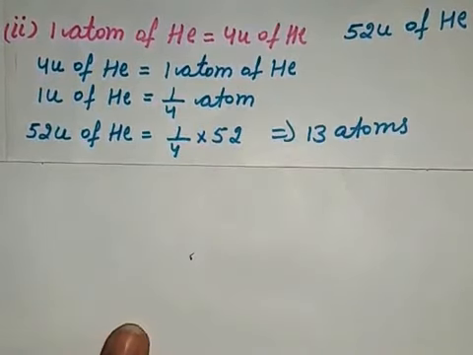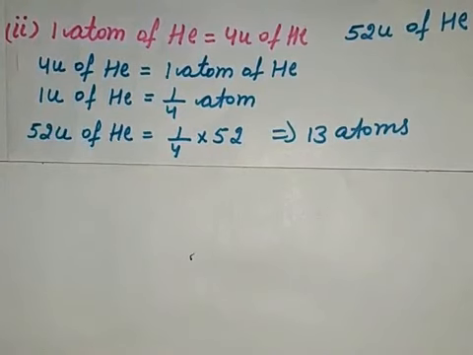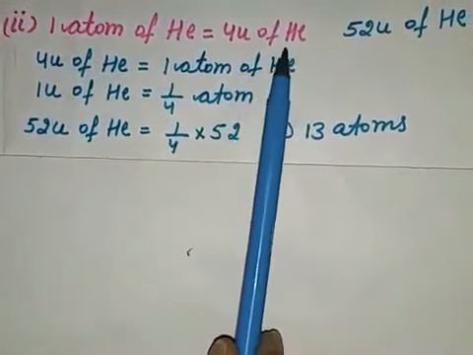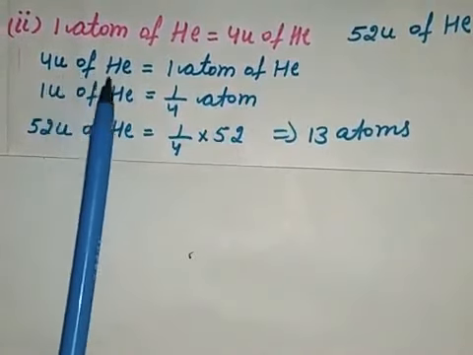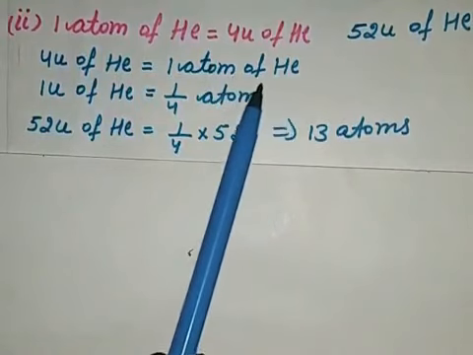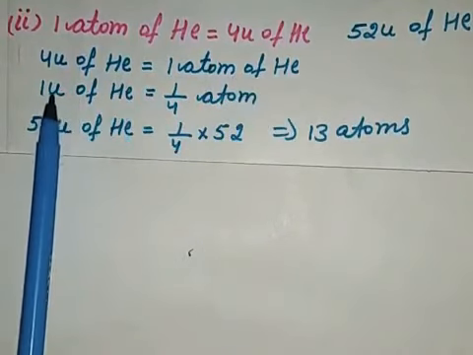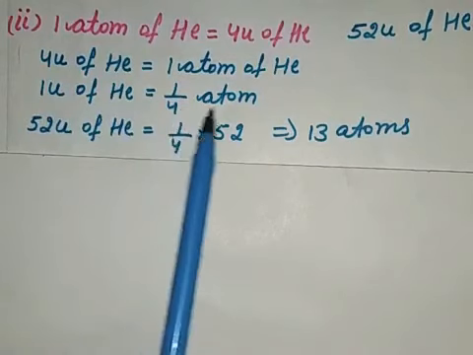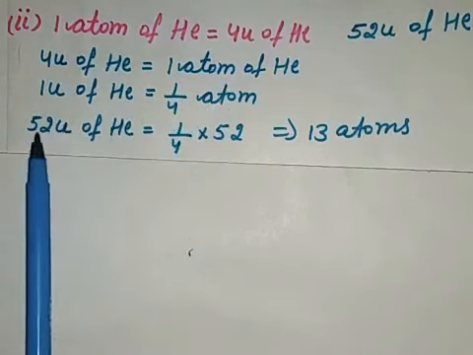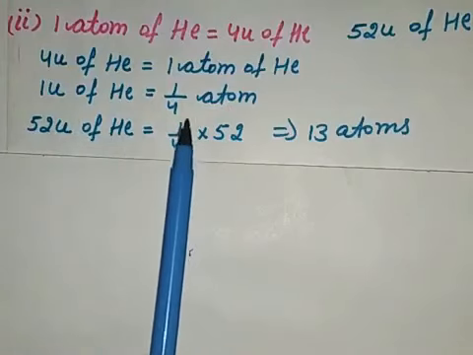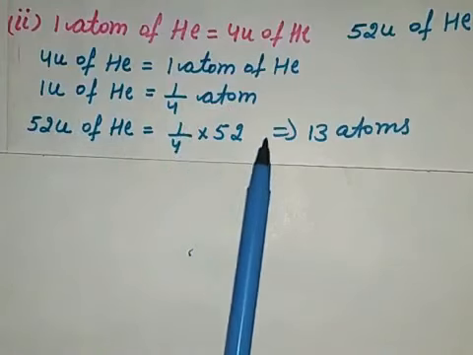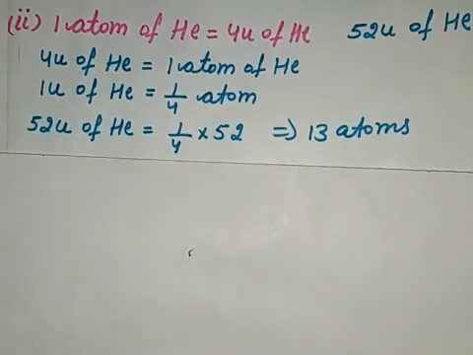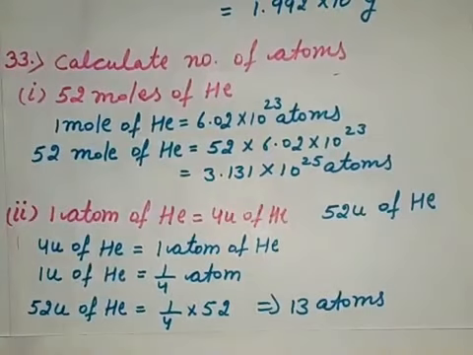Now, how many atoms are present in 52 unit of helium? The relation between atoms and unit is that 1 atom of helium is equal to 4 unit of helium. You can write it in this way. So we will use the unitary method: 1 unit of helium is equal to 1/4 atom. So in 52 unit of helium, the number of atoms is 1/4 × 52, that is equal to 13 atoms. So this is part 2 of question number 33.